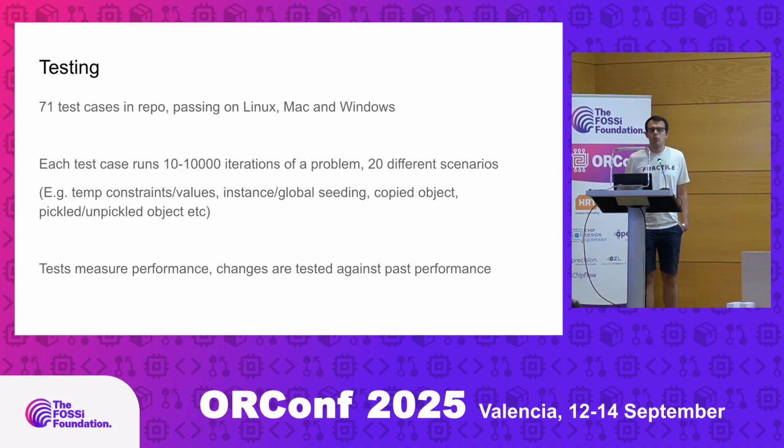In terms of testing, we've got a load of test cases in the repo. Each test runs a ton of iterations on a given problem with a load of different scenarios, like exploiting those features like temporary values with using instant seeding or global copying the object. And then the tests also measure the performance so that we don't degrade that by accident.